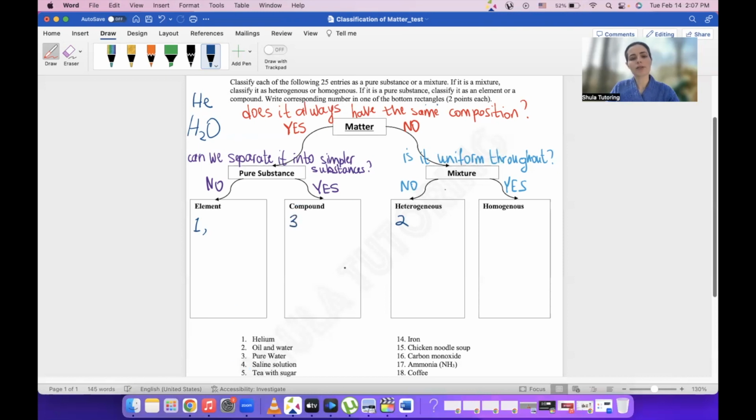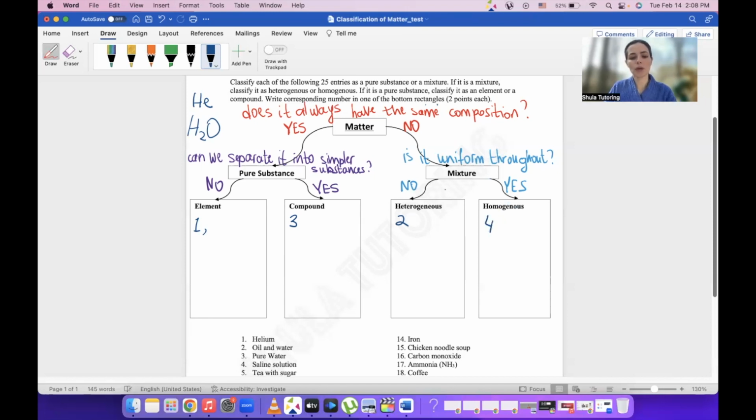3. Now, saline solution. Does it always have the same composition? There are different ways to mix saline solution. You can add different amounts of water or salt. Sometimes you will buy saline solution at the pharmacy and it will contain preservatives, right? And they do change the chemical composition and it will still be saline solution. So the point is it doesn't always have the same composition. So the answer is no, which makes it a mixture. Now, is it uniform throughout? Is it mixed evenly? Yes, the salt is dissolved in water, so that makes it a homogeneous solution.